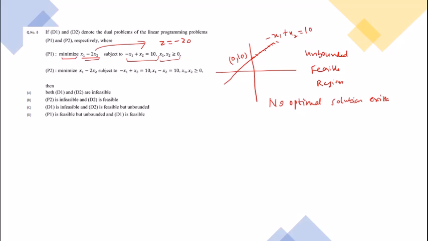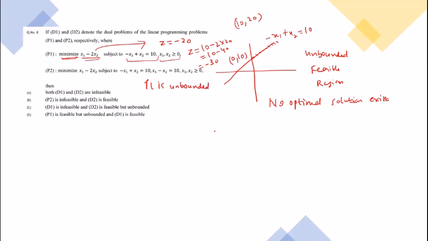point on this line, say the point 10 comma 20, in that case the value of the objective function is going to be 10 minus 2 times 20, that is 10 minus 40, which is minus 30, which is even less than minus 20. So along this line z is continuously decreasing, and being a minimization problem, that means we cannot find the minimum value of z. So this LPP P1 is basically unbounded.